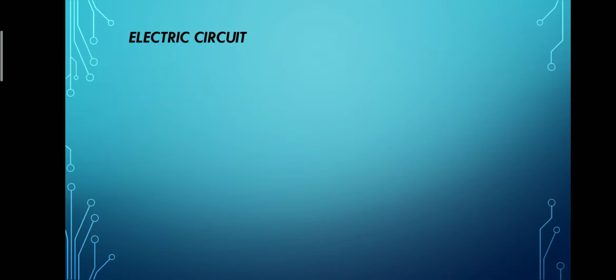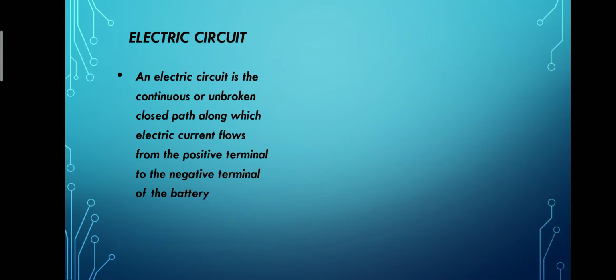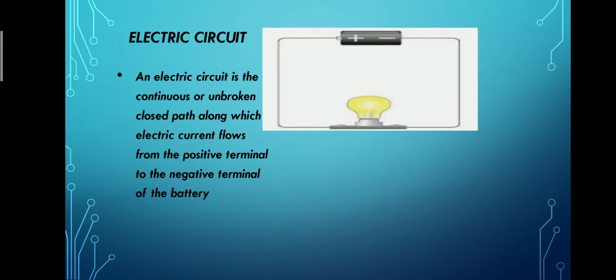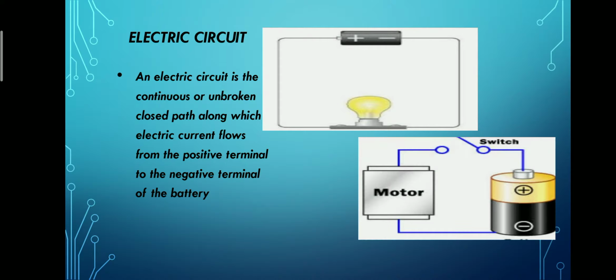First, let's see the electric circuit. An electric circuit is a continuous or unbroken closed path along which the electric current flows. Look at this picture, this is your continuous path in which the electric current flows from the positive terminal of a battery to the negative terminal. So the direction of flow of current is from the positive terminal to the negative terminal.